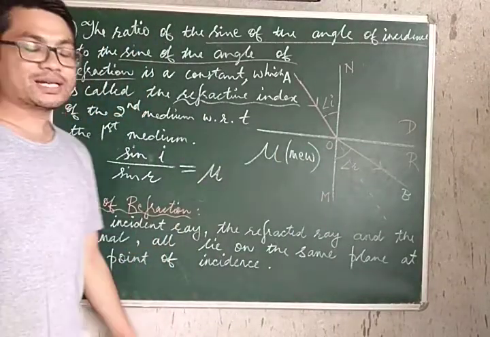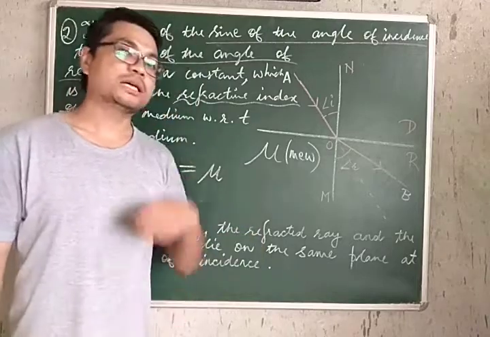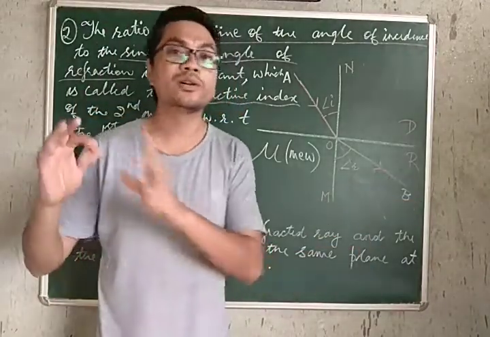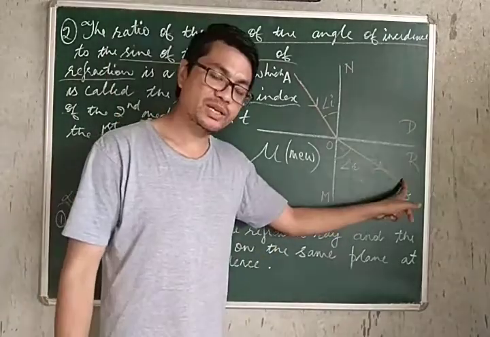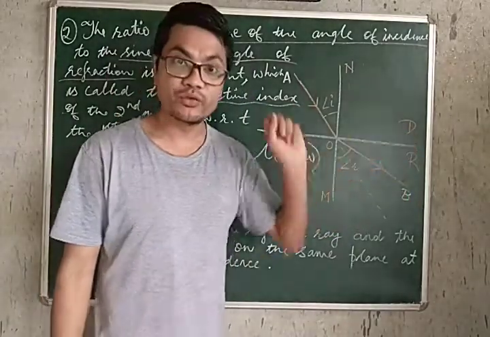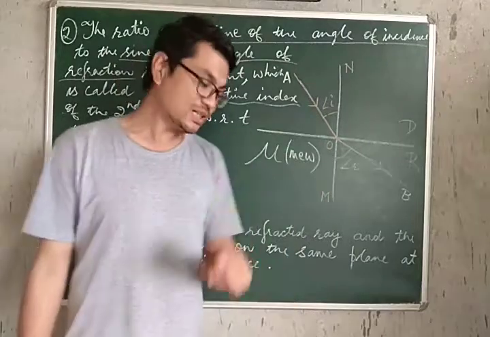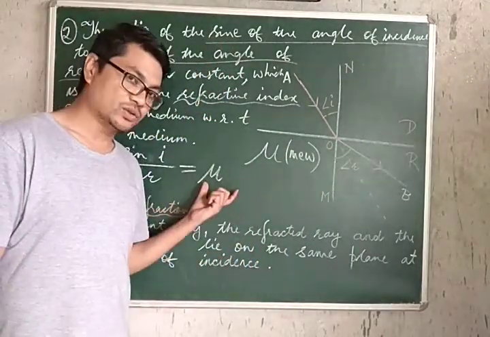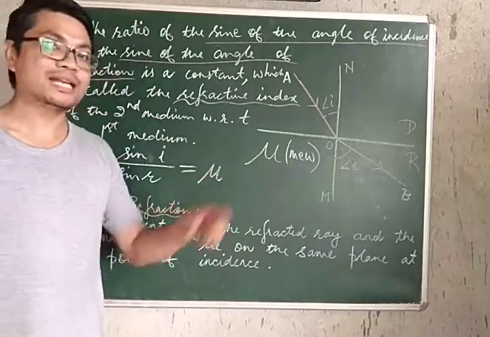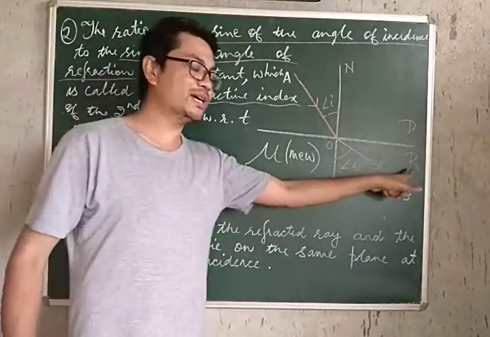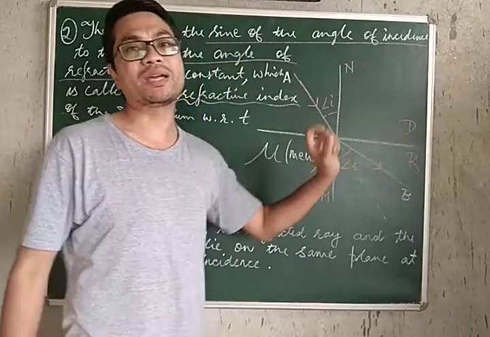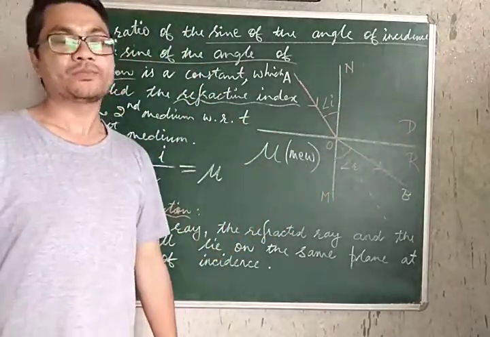Now, what is this refractive index? Refractive index only tells you how dense or how rarer the second medium is with respect to the first. Alright, so refractive index is some number, some value, so to say. So that value or that number gives you an idea about how dense or how rarer the second medium is with respect to the first.